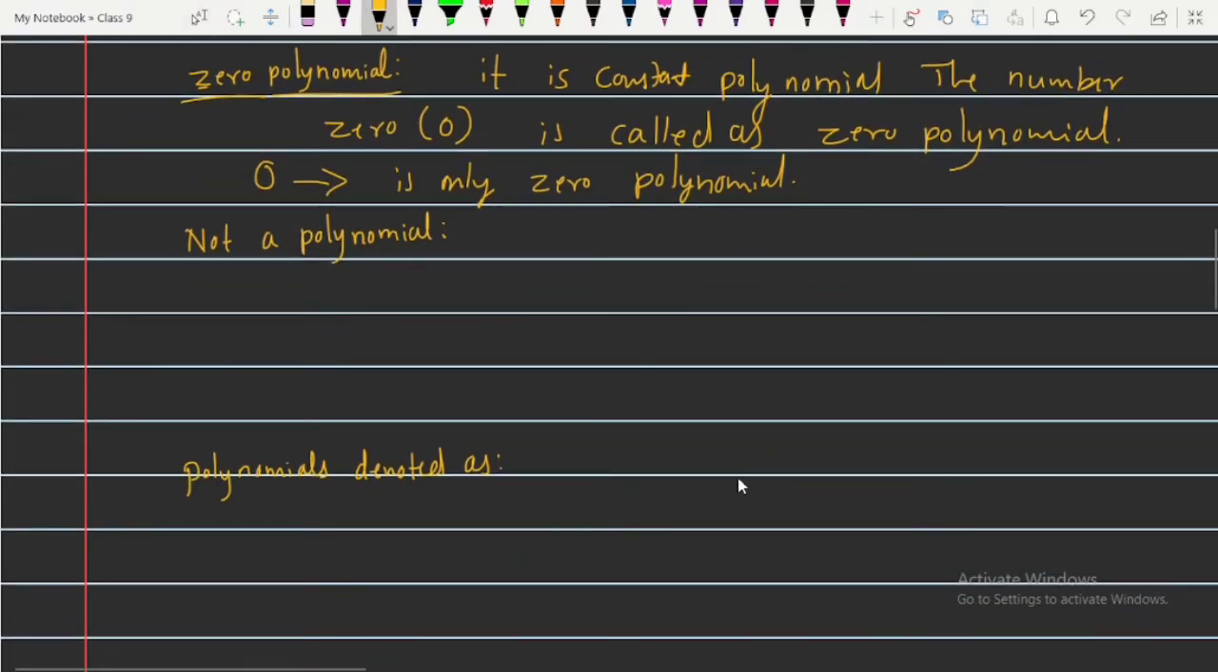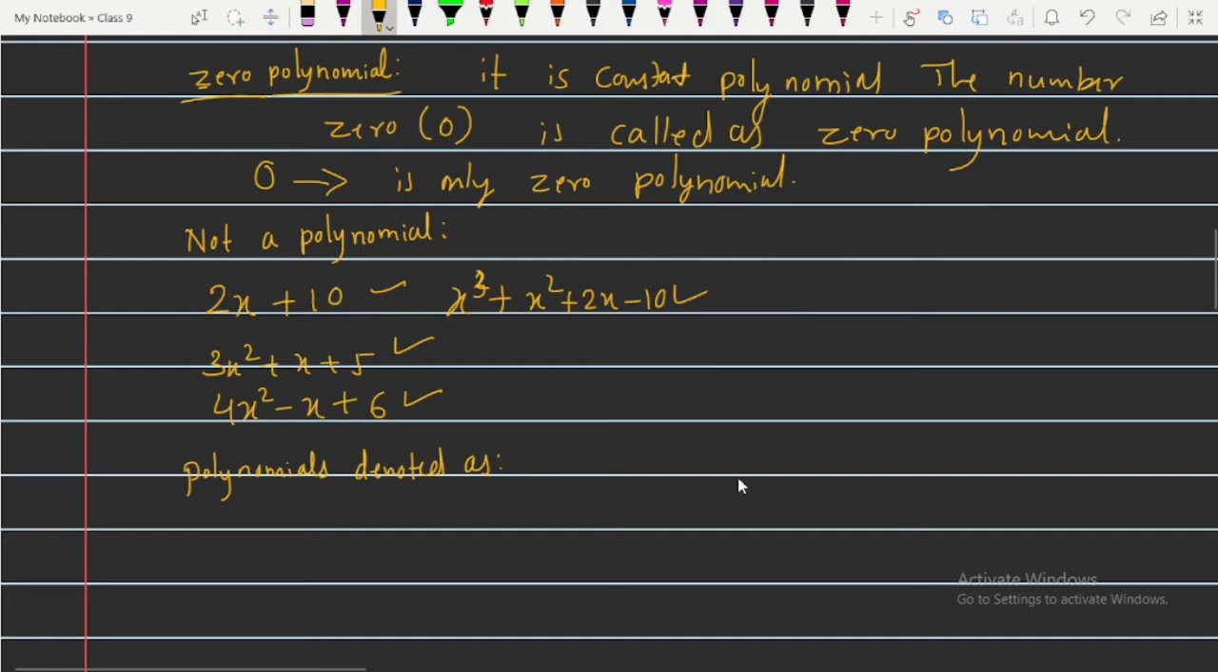So polynomials: 2x plus 10 is a polynomial. 3x square plus x plus 5 is also a polynomial. 4x square minus x plus 6 is a polynomial. x cube plus x square plus 2x minus 10 is also a polynomial, right? So these are polynomials. Then how do we identify which are not polynomials?